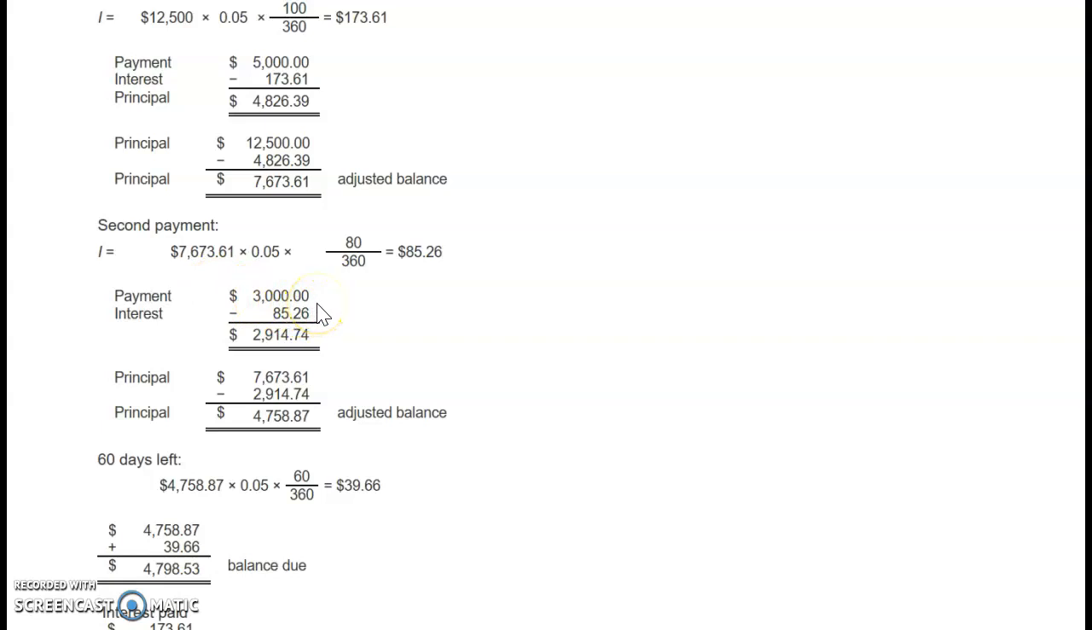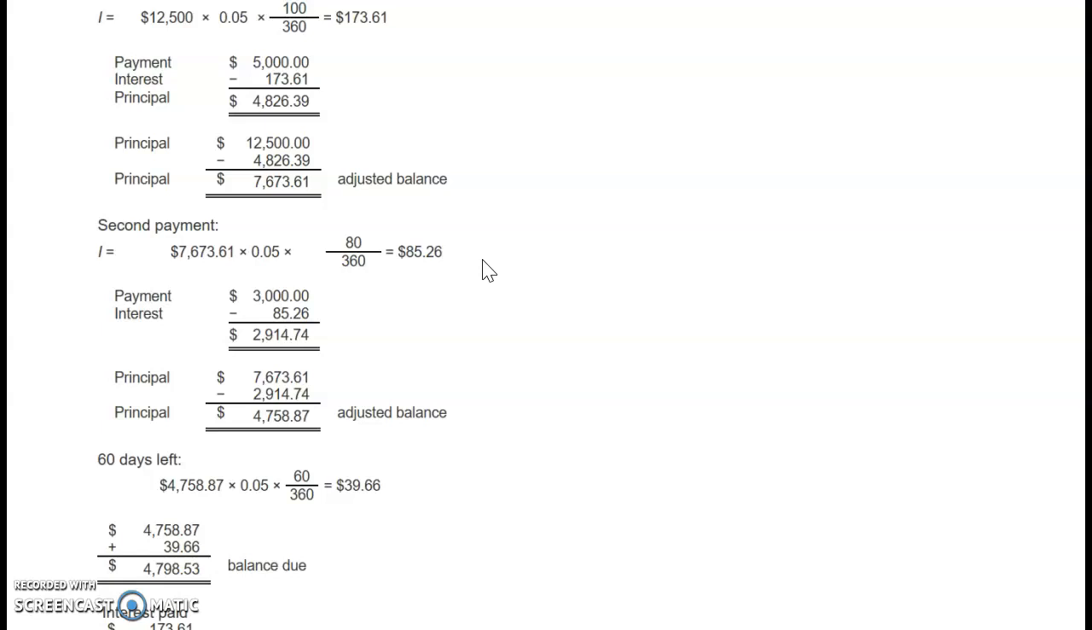Now, the U.S. rule says that you have to subtract this interest from the extra payment to get the actual amount that you are reducing your loan. So let me say that a different way. This is the interest from day 100 to day 180.